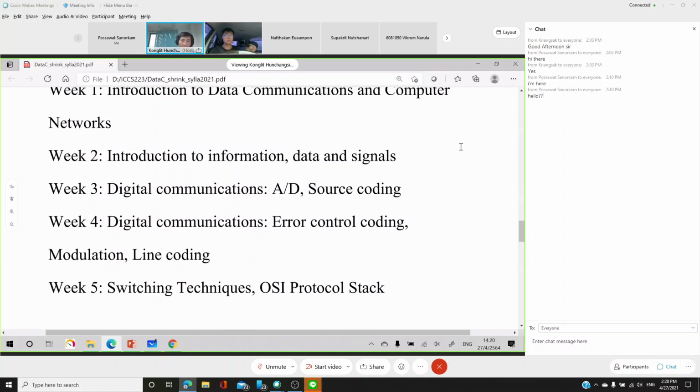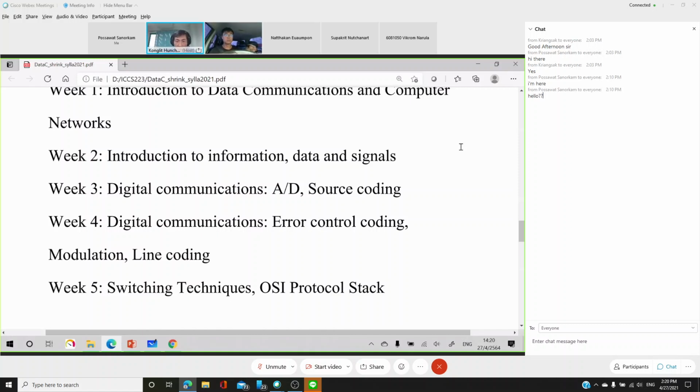Analog signal, for example, my voice. Okay, so I'm talking to you right now, and actually my voice is going through a digital network. Okay, my voice gets into the computer, so the computer needs to convert my voice into digital data. So that's the process of A to D, we call it A to D.